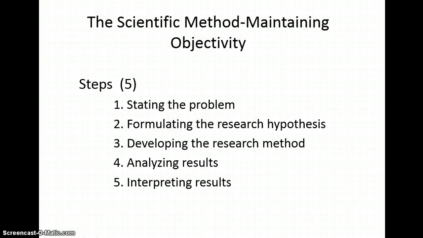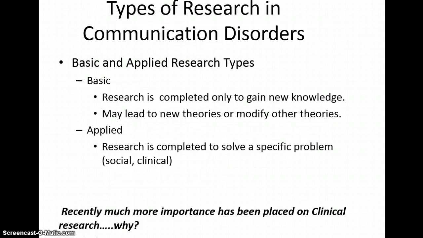The scientific method, maintaining objectivity, is divided into 5 steps. The 5 steps begin with stating the problem, formulating the hypothesis, developing how you're going to do it through a method, looking at your data results, coding them, and then interpreting them.